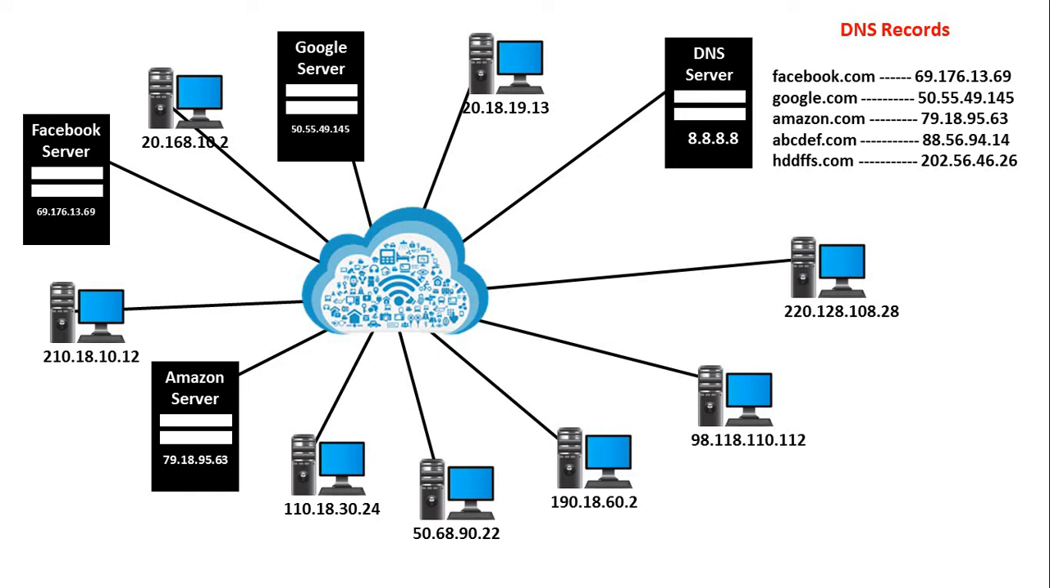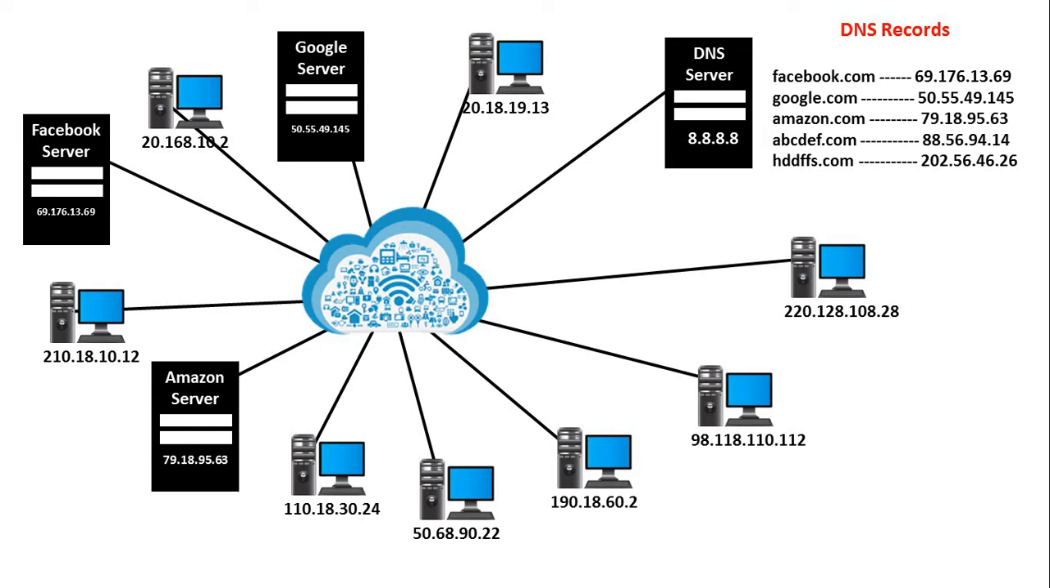Let us say, for an example, the IP address of Facebook is 69.176.13.69. Is it easy for us to remember? No, never. But it is easy for us to remember facebook.com, right? So we will type in our browser, let's say, facebook.com. This request will first go to the DNS server. You can see the DNS server that is connected over the network.